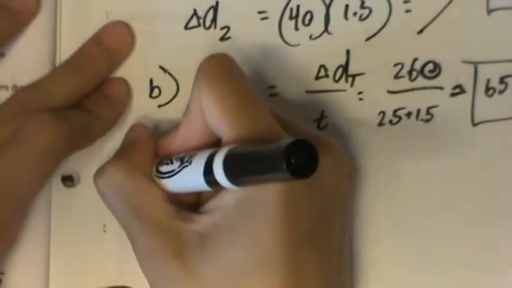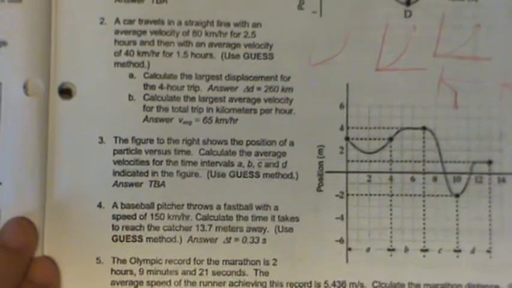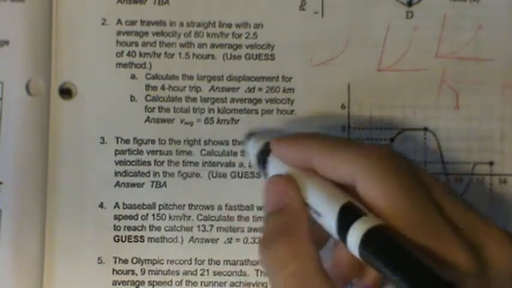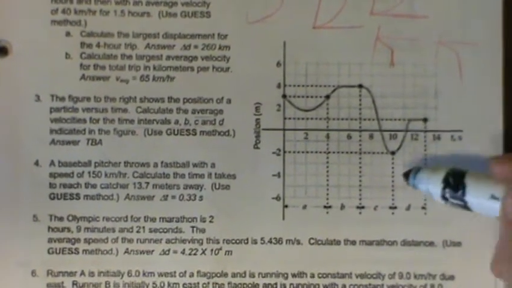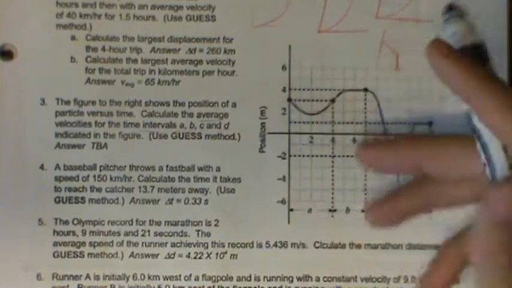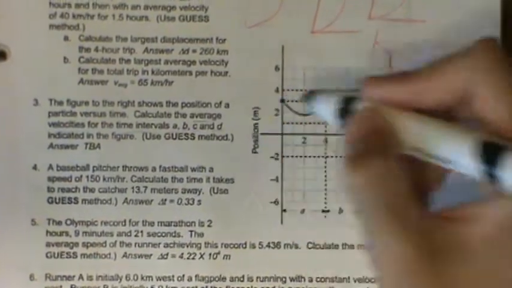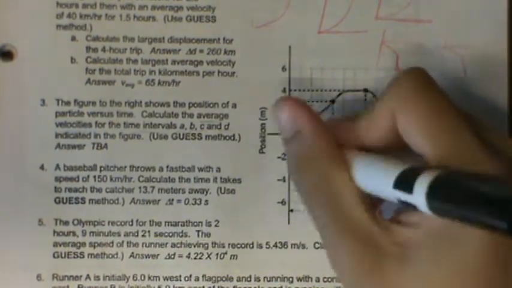Now question 3 shows the position of a particle versus time, and it is asking to calculate the average velocities for the time intervals A, B, C, and D indicated in the figure. So the average velocity, from our old equation, is displacement over time. From this graph showing position, we can calculate the displacement, and we have the time intervals.